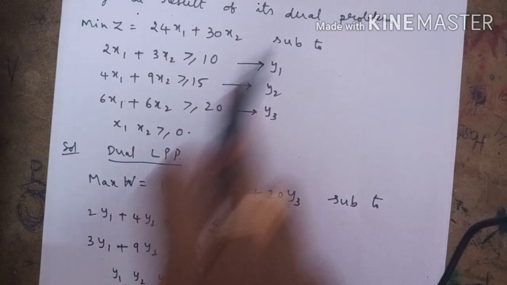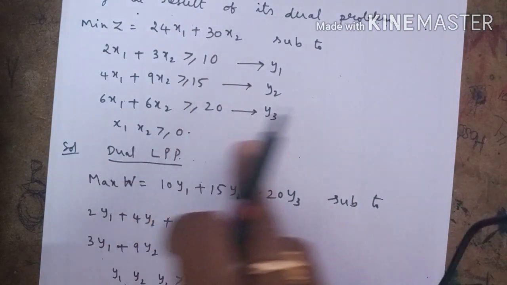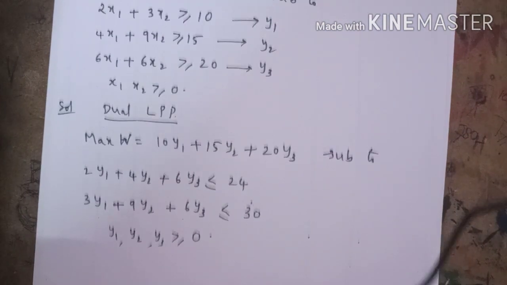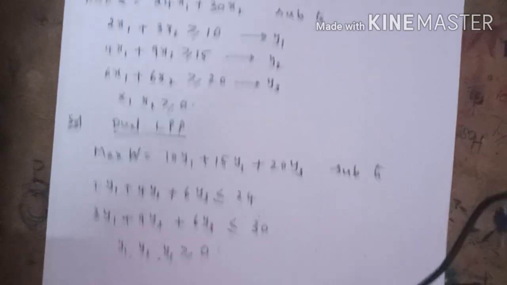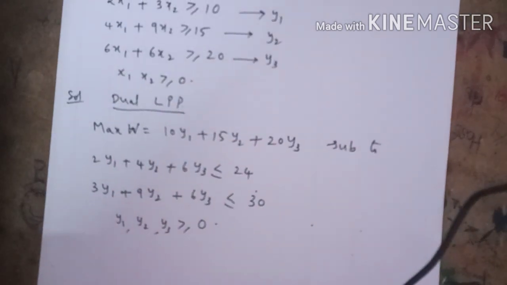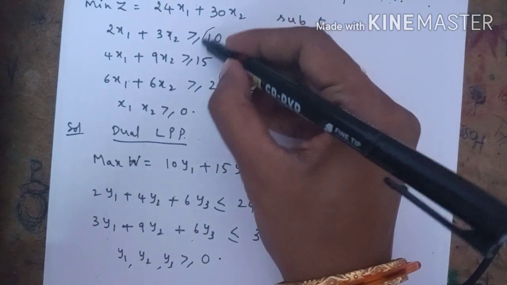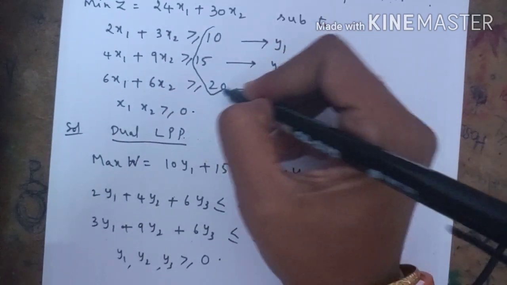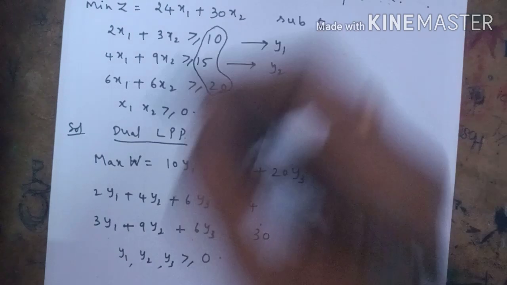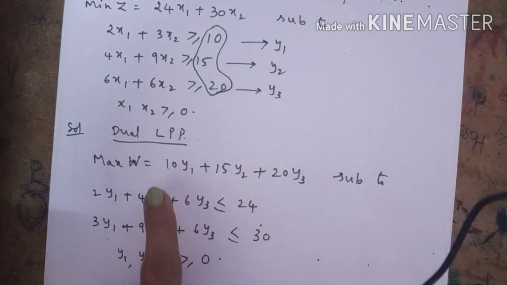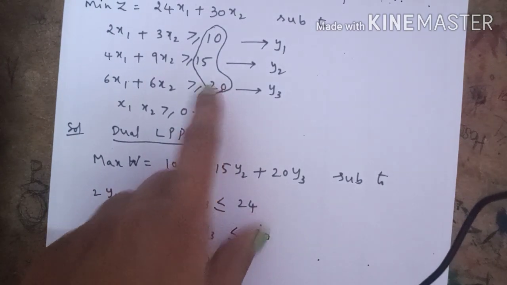Now y1, y2, since x1, x2 are already used, that's why I am using y1, y2, y3, 3 variables. Minimization of z becomes maximization of w. Now the right side of the constraints will become the coefficients of the objective function.